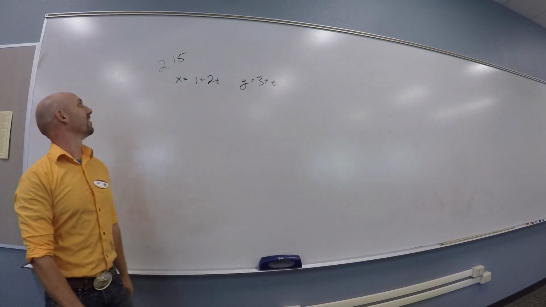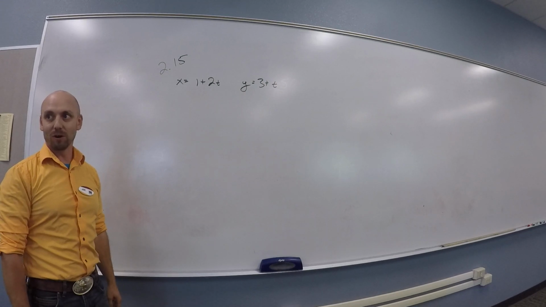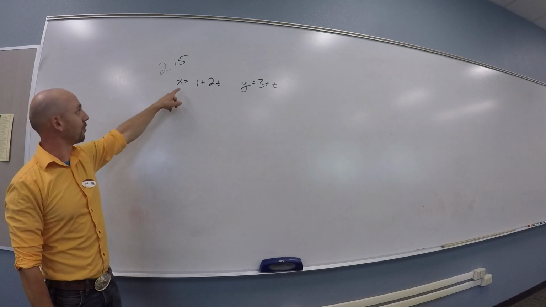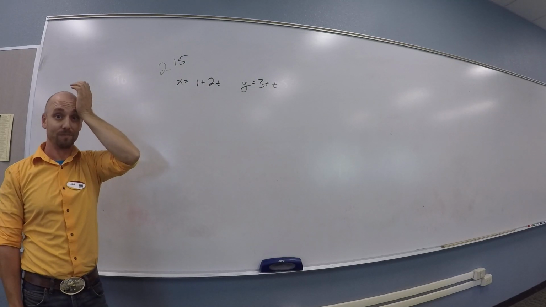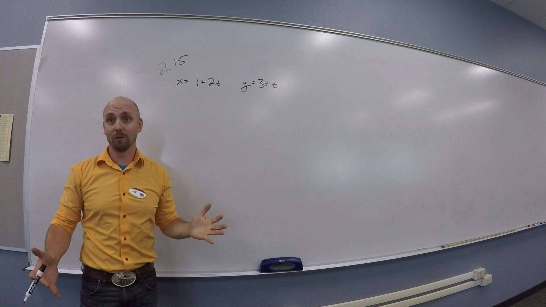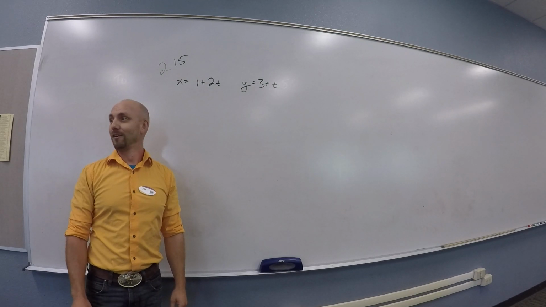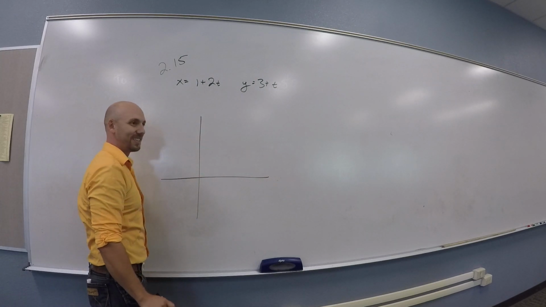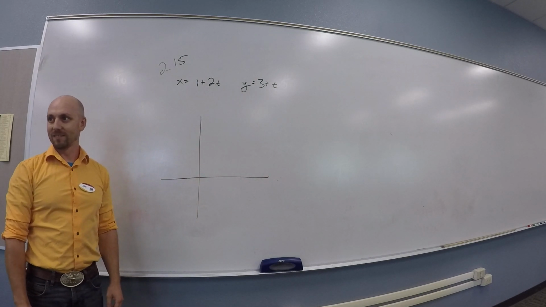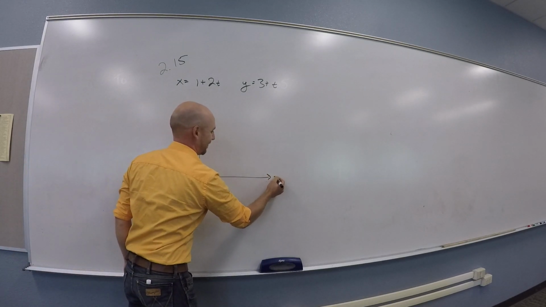Alright, so let's try number 15 in the linear equations homework. So we want to graph x is 1 plus 2t and y is 3 plus t. First things first, what do you start with? Make a graph. Yeah. Start with one of these thingamahoos. Right? First things first, get something written down.